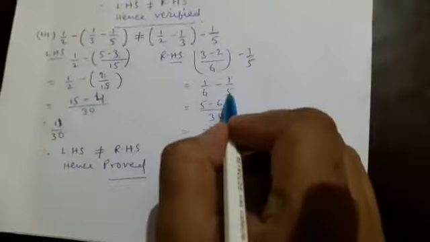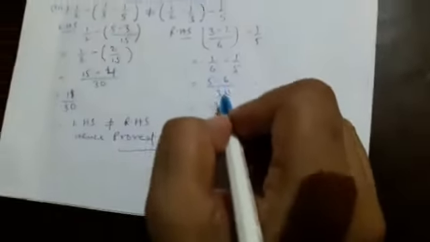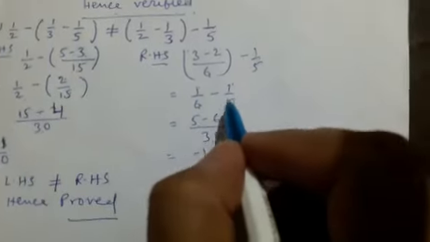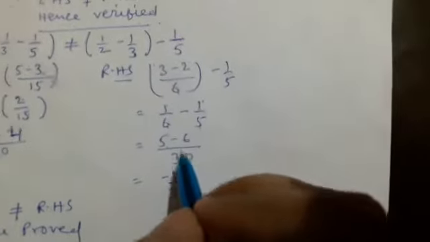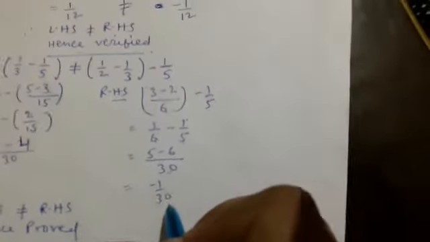Now what will be the LCM of 6 and 5? 30. How many times will it go? 6 5s are 30, 5 1s are 5, minus 5 6s are 30, 6 1s are 6. 5 minus 6, that is equal to minus 1 by 30.